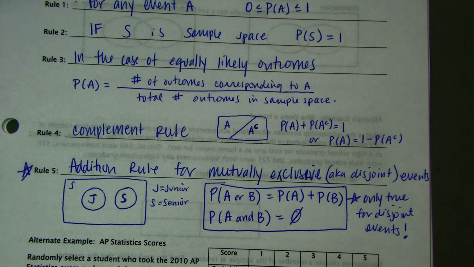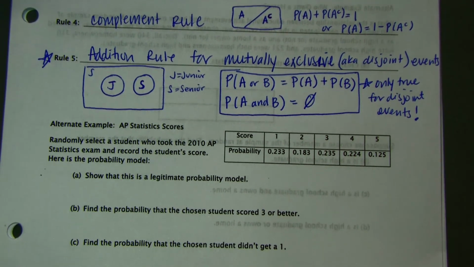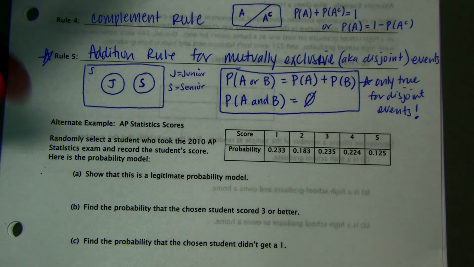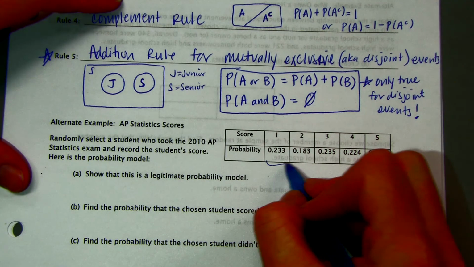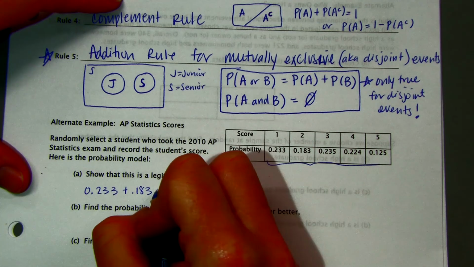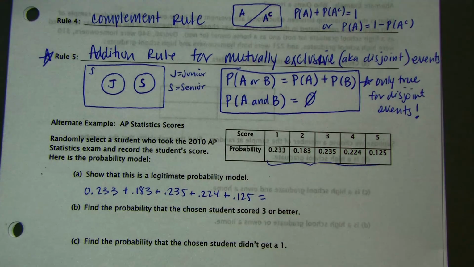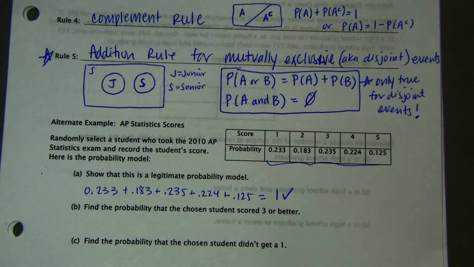So here we have some data on some AP scores. Randomly select a student who took the 2010 AP Stats exam and record the student's score. Here's the probability model. It says, show that this is a legitimate probability model. To show it, you're going to add all these probabilities together: 0.233, 0.183, 0.235, 0.224, and 0.125. And if they all add up to 1, then that means that it's legitimate. Does it? Yes. So that's a legitimate probability model.